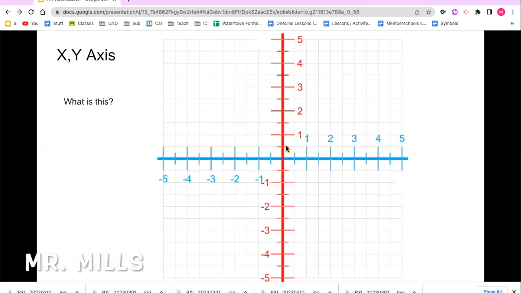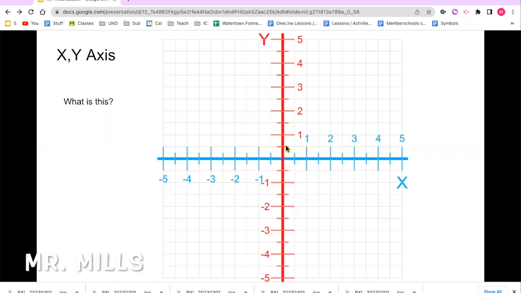So when we look at this, who can tell me where the X axis is and where the Y axis is? Which of these two is each one? Well, specifically, X is right and left, and Y is going to be forward and back, or up and down in this case. So we have the X and Y axis.